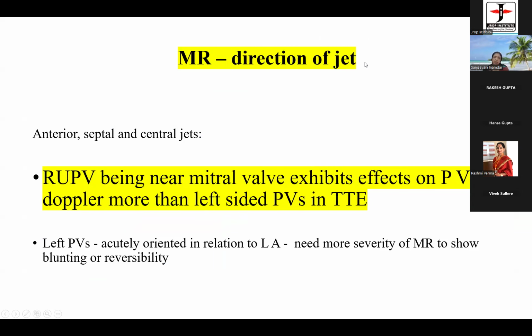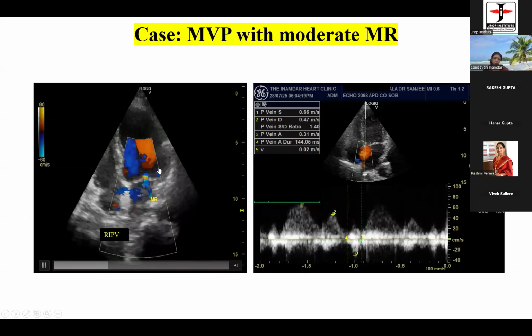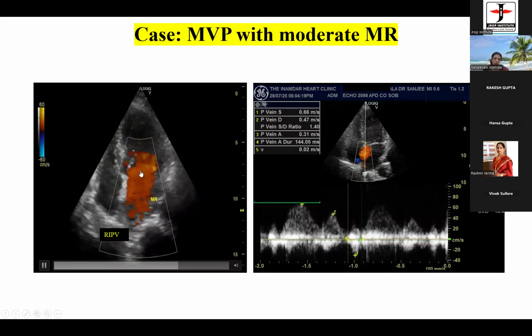When we tackle this MR, the direction of the jet is very important, and that is why many times only the RUPV is a better vein to interrogate, because of the anatomical situation, than the left pulmonary vein in transthoracic echo. So this is one of my patients with Dr.